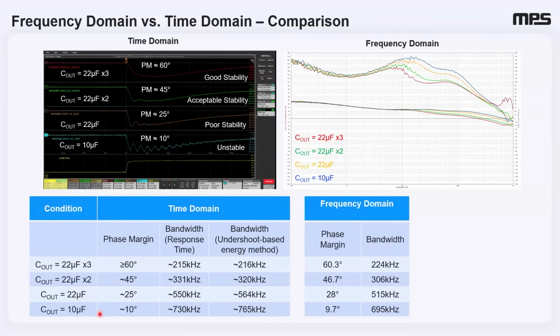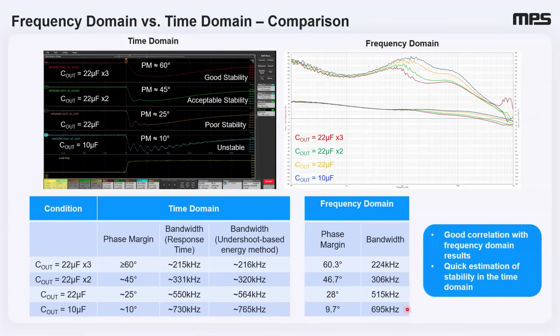Even for the 10 microfarad case, both methods estimate close to 700 kilohertz of bandwidth, and phase margin is low in both analyses, which is close to 10 degrees. So the key takeaway here is that time domain analysis using load transient offers a quick and reasonably accurate estimation of stability and bandwidth. This is essentially helpful when Bode plots aren't feasible or available.